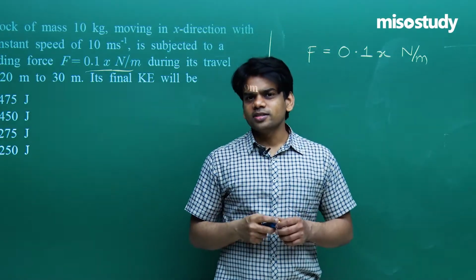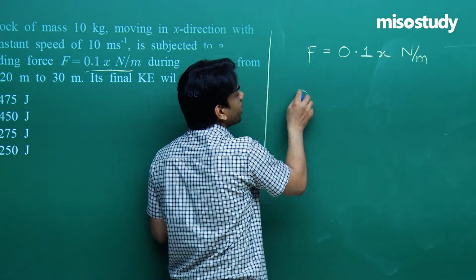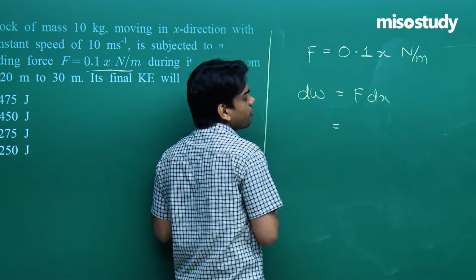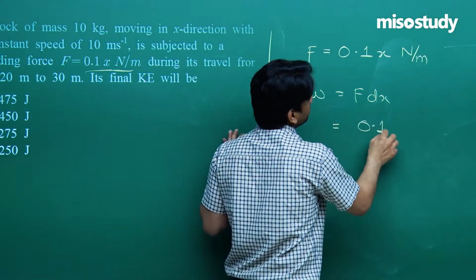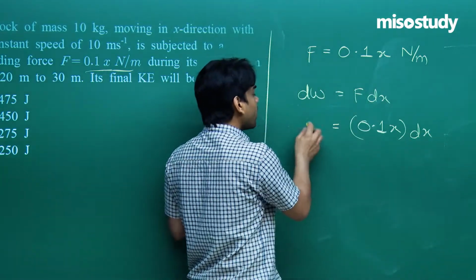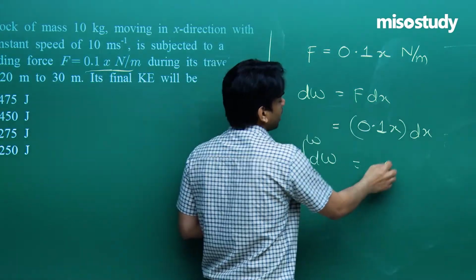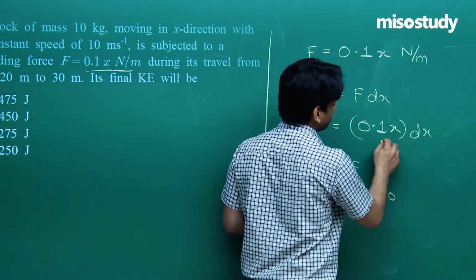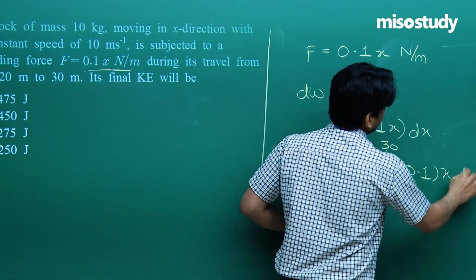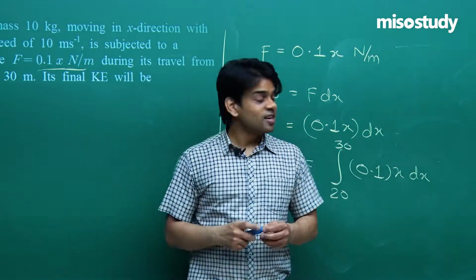Let's find the amount of work done by this force. dW is equal to F dx. F is 0.1 x, and finally we integrate dW from 0 to W, and x from 20 to 30, of 0.1 x dx. This is what we can do. You can see the force equation is given as 0.1 x.